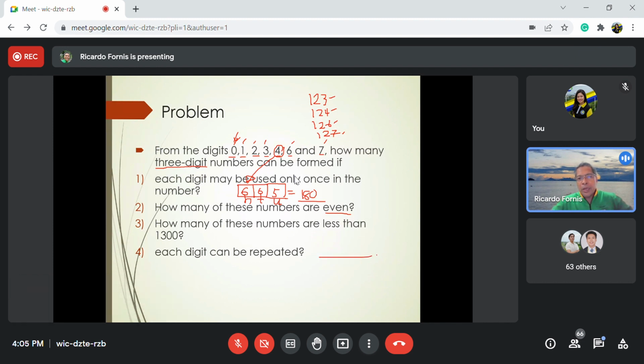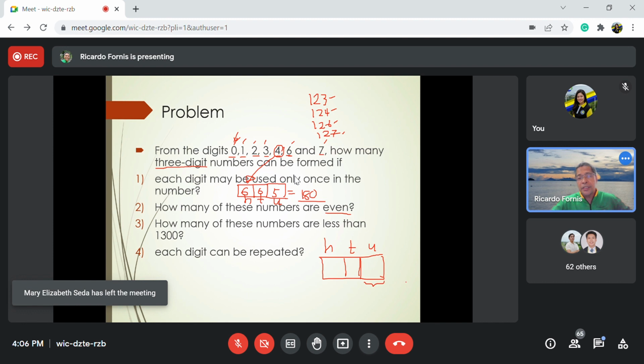Now, when we talk of an even number, again, we assign three boxes, where this is the hundreds digit, the tens digit, and the units digit. Okay, how do we know that the number is even? If the units digit is an even number. So, which are the even numbers? The 0, 2, 4, and 6. So my question is, maybe somebody can share his or her ideas: how many ways could we fill up the units digit?